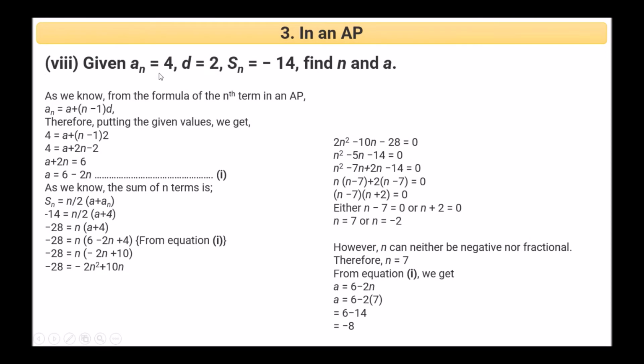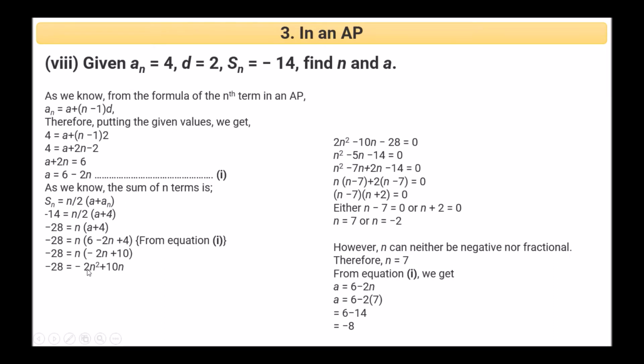Given An equals 4, D equals 2, Sn equals minus 14. We have to find N and A. So we know the formula of nth term, that is An equals A plus (n minus 1) into D. We will put the values here. So we will get A equals 6 minus 2n, and that's the first equation. Then we will put the values in the formula of Sn.